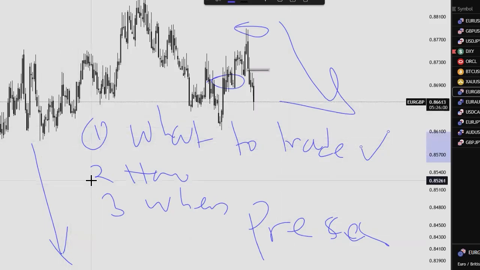And then the questions of how to trade and when to trade are answered by technical analysis. How do you approach the trading? Is it a demand level you want to operate from?